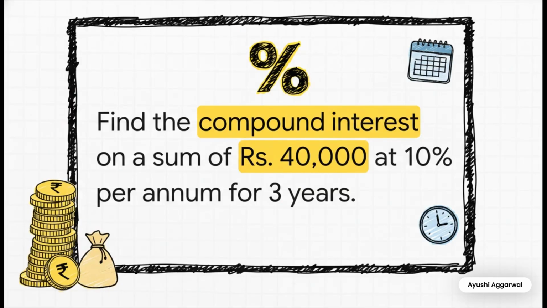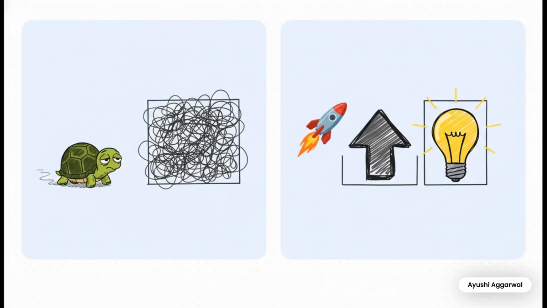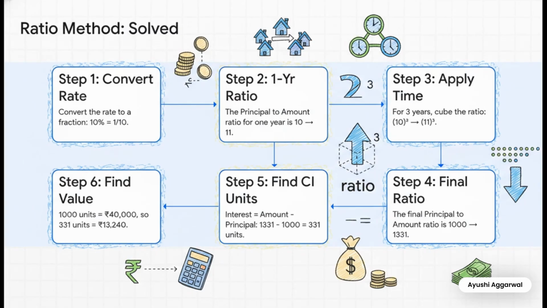Okay, so let's put this concept to the test with a real exam-style question. We need to find the compound interest on 40,000 rupees at 10% per annum for 3 years. Sounds familiar, right? Now, you could solve this in two ways. There's the traditional formula method, which, sure, it works, but it can take up so much time in an exam. And then there's the smart approach. We call it the ratio method. It's fast, it's logical, and it's absolutely perfect for when you're under pressure. And that's what we're going to focus on. So let's break down this ratio method together, nice and slow.